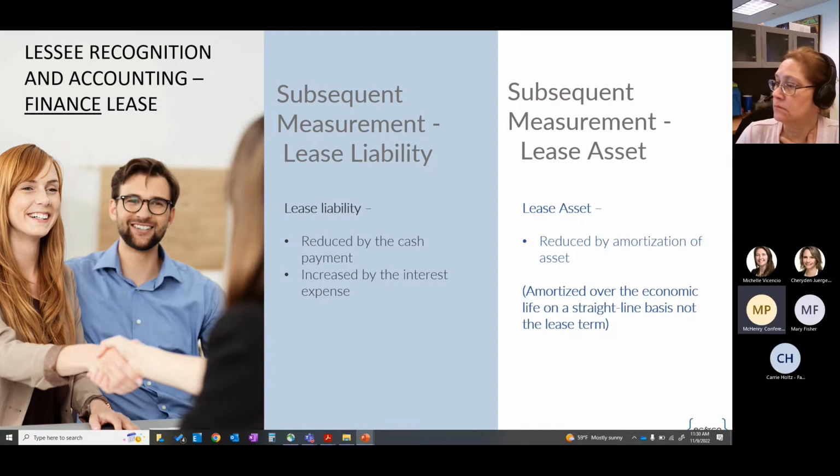So this slide, though, is specific to finance leases, and this is where it's a little different between the two leases. For the leased asset, we're actually amortizing it over the economic life of the asset, not the lease term. Because with the finance lease, there's something in that agreement that means you're ultimately going to be keeping this item at the end of the lease. So it is going to be amortized over the life of the item. Let's just say a copier has a 5-year useful life, but you are only leasing it for 2 years, and you are going to keep it afterwards. We're going to be amortizing it over 5 years, not the 2 years that the lease term is.